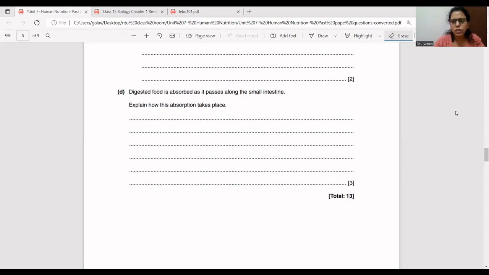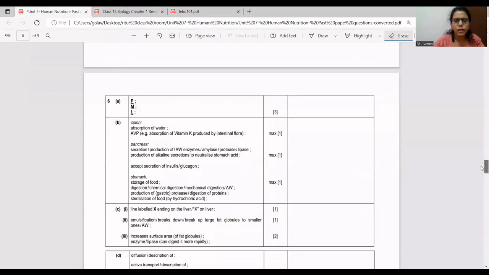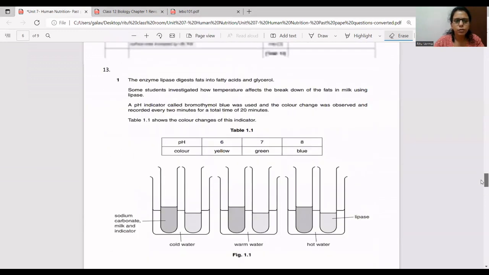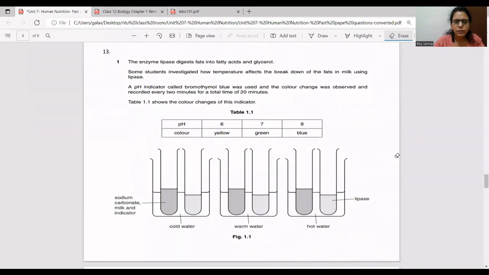Now the last question in this file is question number 13. Here they have given the enzyme lipase. Okay, they've given here the enzyme lipase digests fat into fatty acids and glycerol. Okay, some students investigated how temperature affects the breakdown of fat in milk using lipase. Okay, so the source of fat here they have used as milk, and we know that in milk fat is present, and the fat digesting enzyme is lipase.